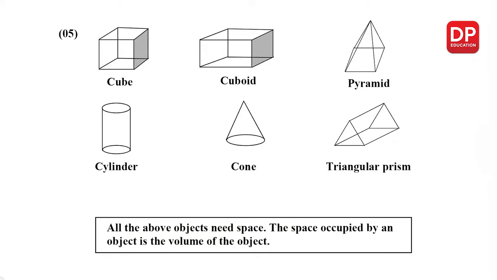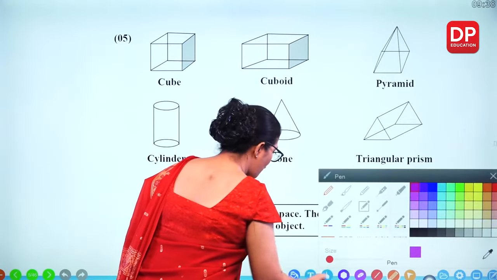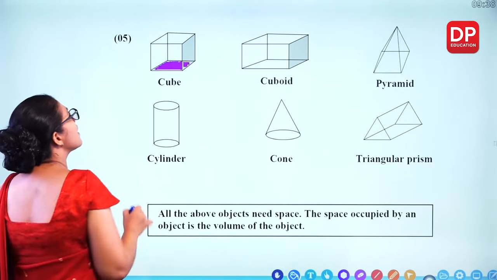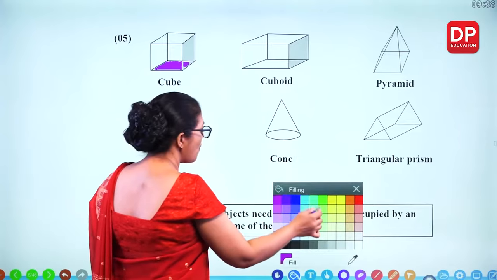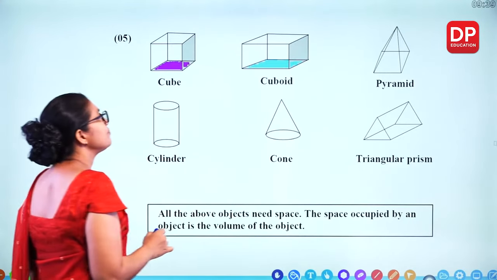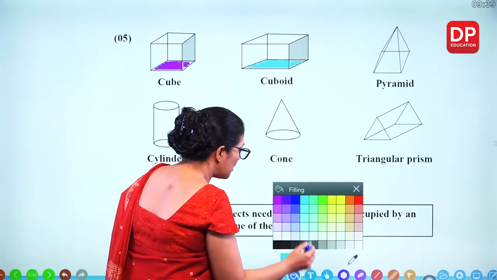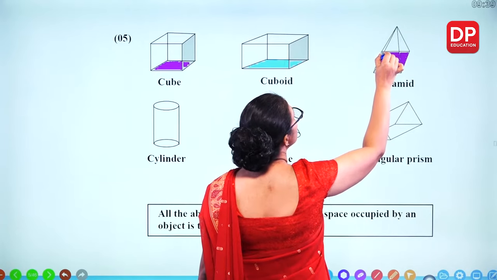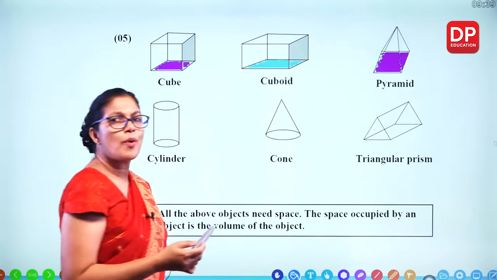Look at these shapes. You already know. This is a 3D object. That means a solid. We say cube. What's the surface of one side? What's the surface here? You see? That's a square. So a square surface is there. What's the surface in a cuboid? You get a rectangle. And pyramid, what's the base there? Base is this. You get a square base pyramid. If it's a square base pyramid, this is a square.